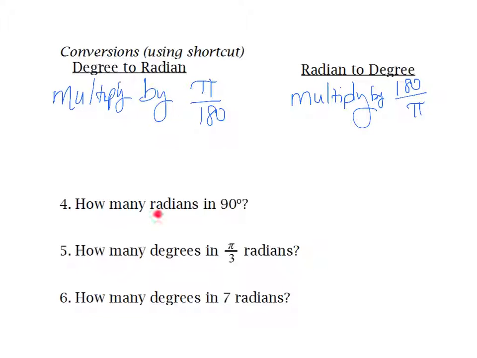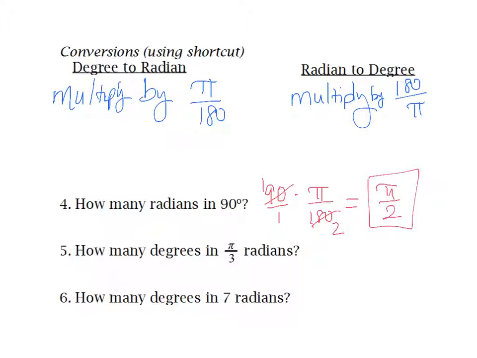Let's look at number 4. How many radians are in 90 degrees? All right, I have the degrees, I'm going to radians. I'm going to take 90 and multiply it by pi over 180. I'm trying to go to radians, so I'm going to gain this pi. Think of this 90 as over 1. The 90 and the 180 are going to reduce. You just end up with pi over 2.